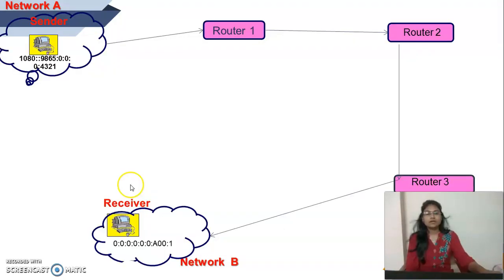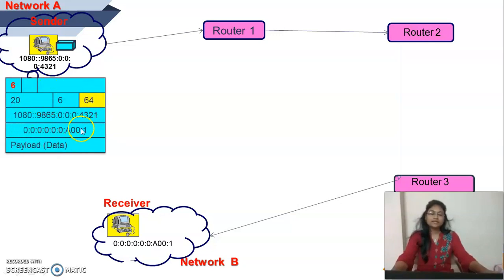Broadcasting is not supported. I have also created this animation so that it will be better for you to understand the concept. In this diagram, the computer in network A wants to send data to the receiver in network B. The sender's address is below that computer, and the receiver's address is written below that receiver's picture. So suppose the sender wants to send an IPv6 datagram to the receiver.